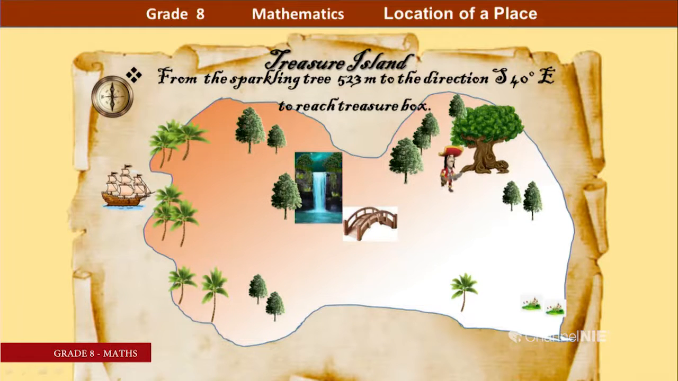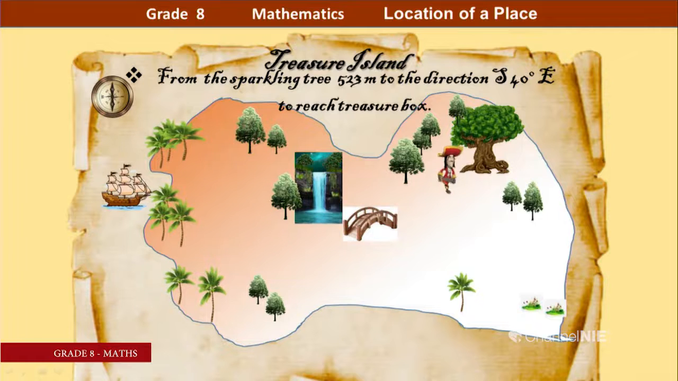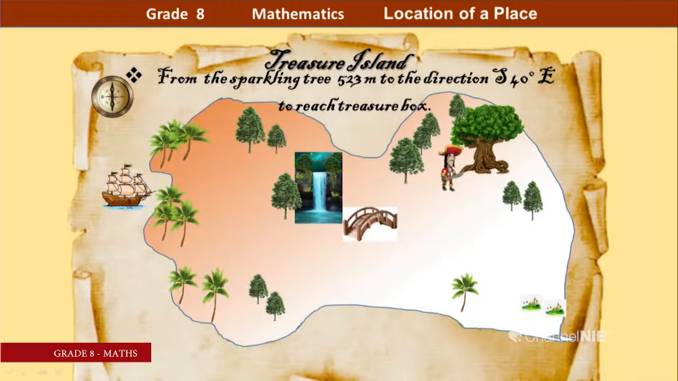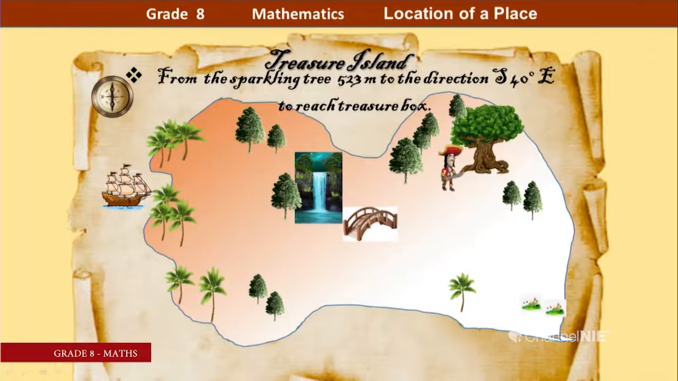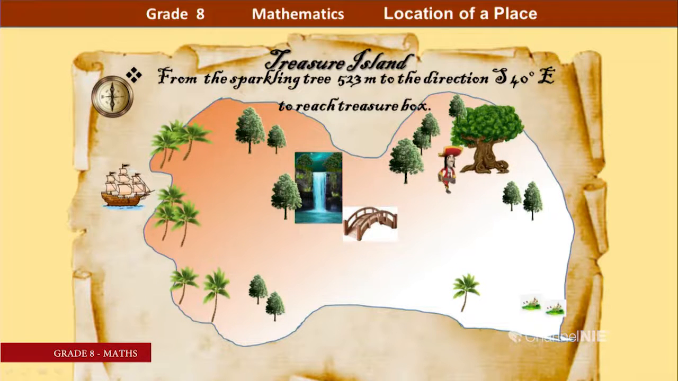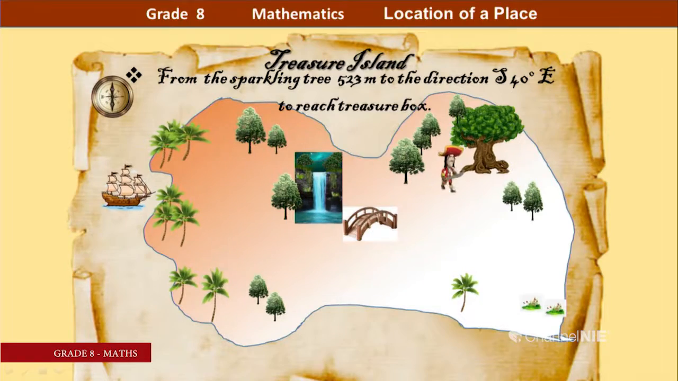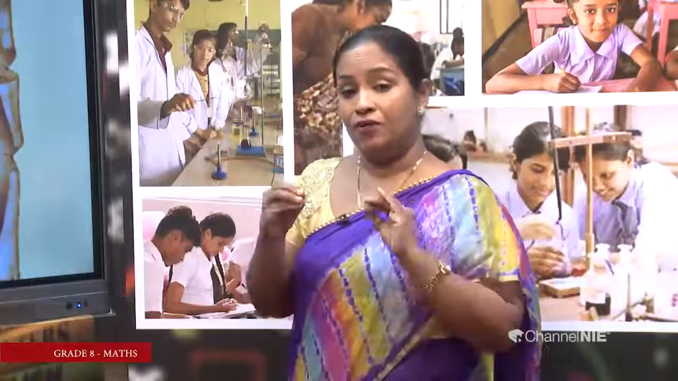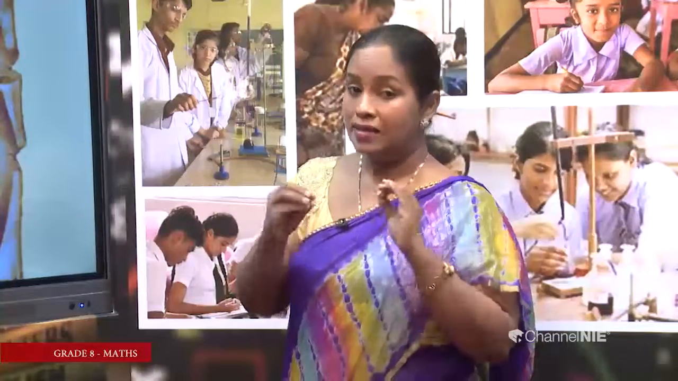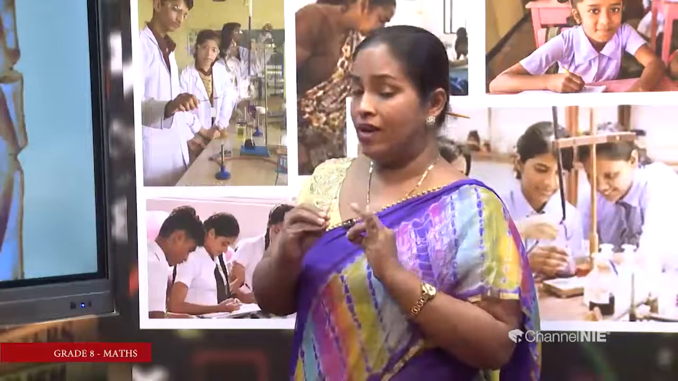Make sure the distance, 523 meters. What is the direction? From south to east direction. What is the angle? That is 40 degrees. So, could he find the treasure? Of course he could, because the previous steps were okay with him. He did it correctly. He followed the steps. He followed the distance and the angles or the directions very accurately.